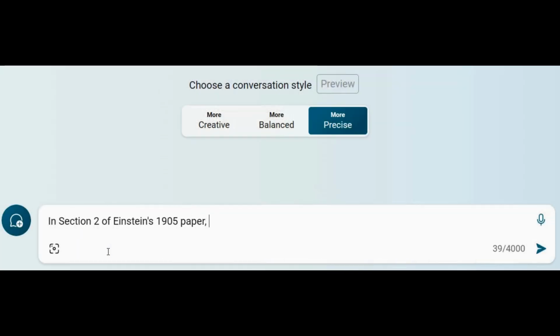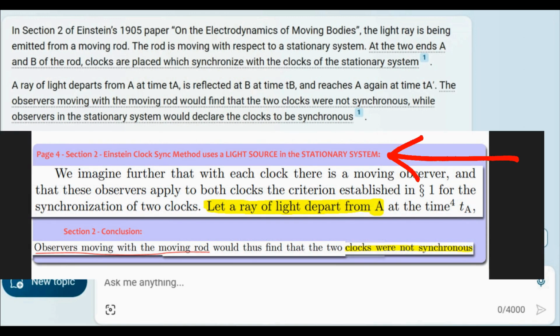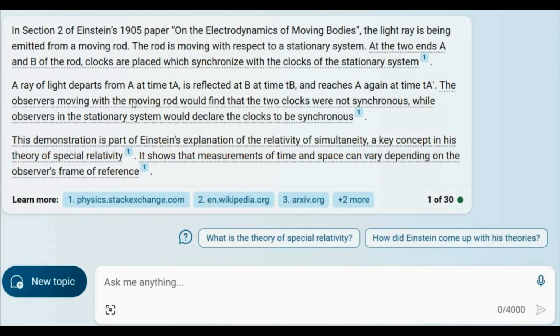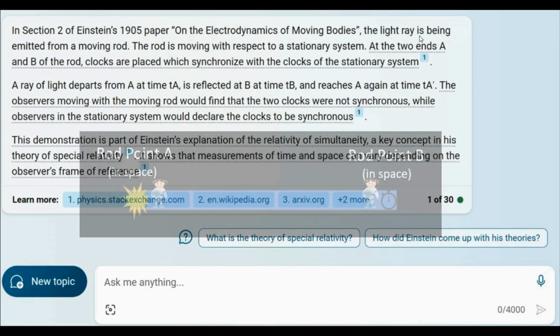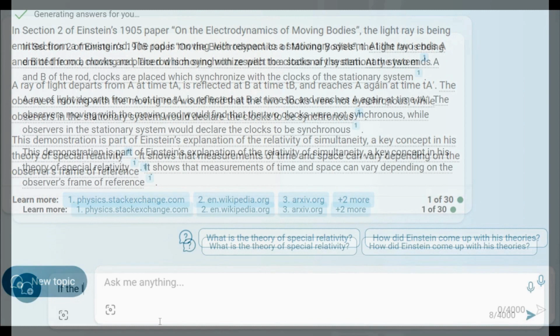So the first question is, in section 2 of Einstein's 1905 paper, what reference frame is the light ray being emitted from? The AI thinks that in section 2, the light ray is being emitted from a moving rod, and this is incorrect. The reason it is incorrect is because of this statement. The observers moving with the moving rod would find the two clocks were not synchronous. If the light ray is being emitted from the moving rod, then the moving observers should see the exact opposite.